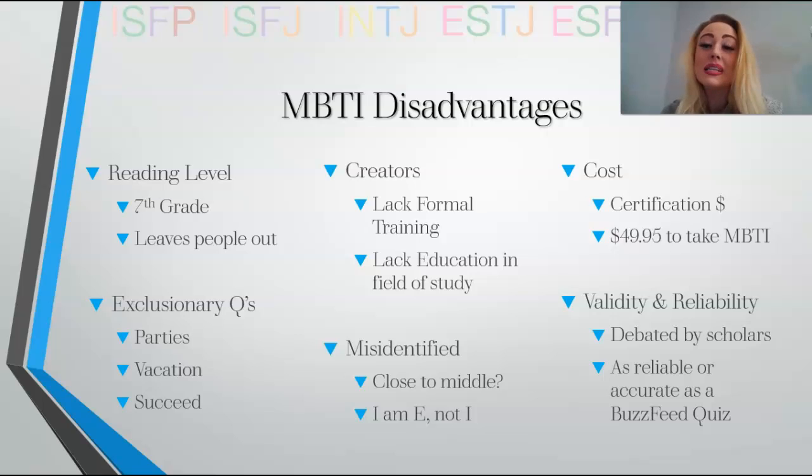The initial MBTI creators, Katharine Briggs and Isabel Briggs Myers, lacked any formal psychology or sociology training or education. They were wives and mothers who believed that their daily chores of managing their households or tending to the emotional needs of their children and husbands, and reading a few books by psychologist Carl Jung, made them especially suited to understand individual personalities and interpersonal relationships.